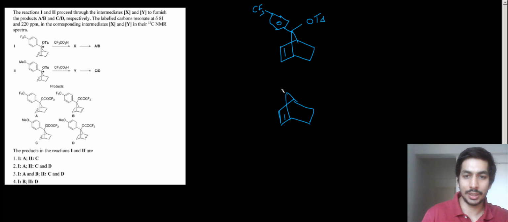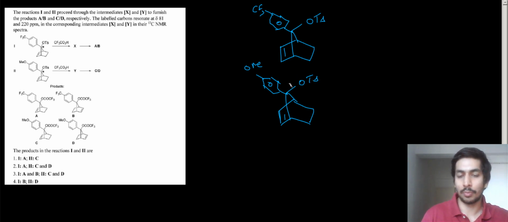Okay, so this is basically a source of non-classical carbocation, or you can say this is basically an NGP pathway. It will follow the NGP pathway, where first your OTs, basically this group over here, leaves. Once this bond is cleaved, we get a carbocation over here.